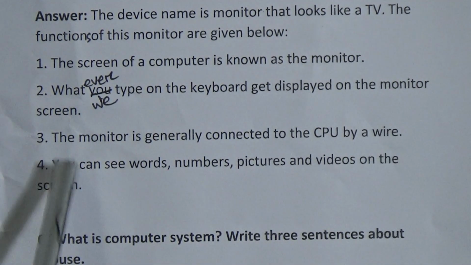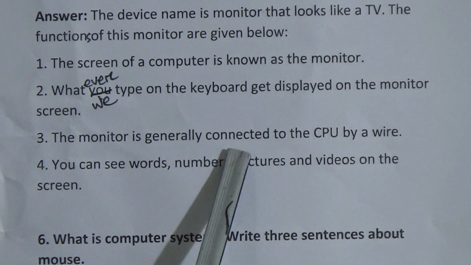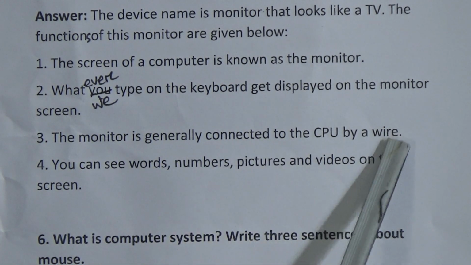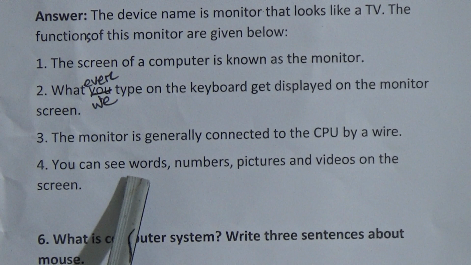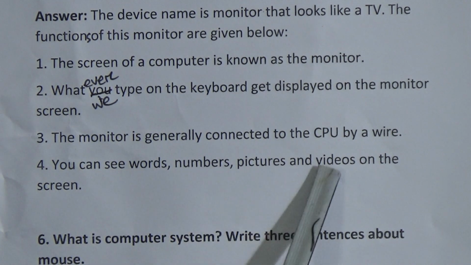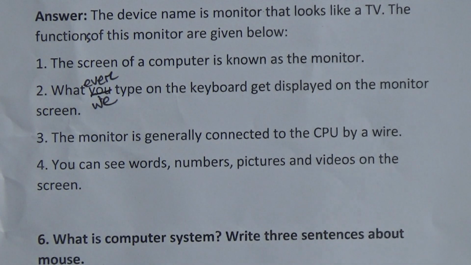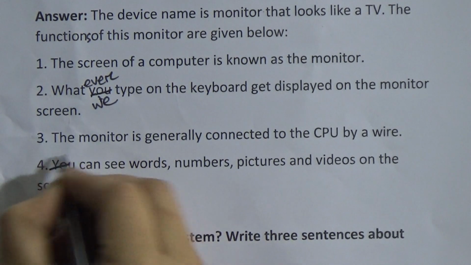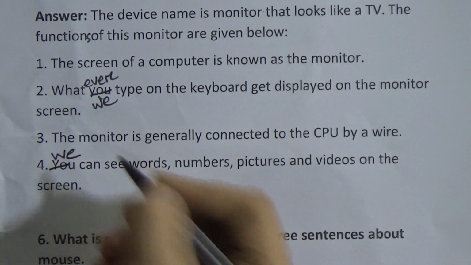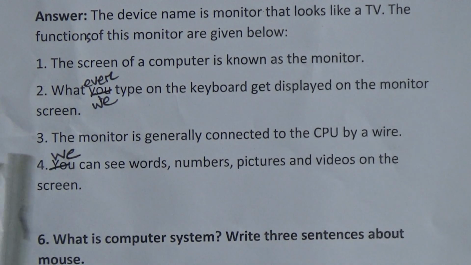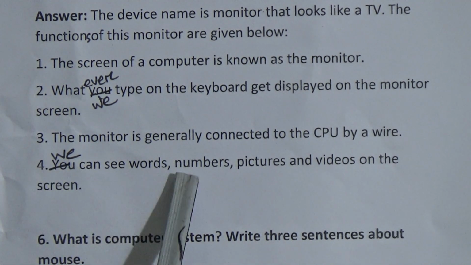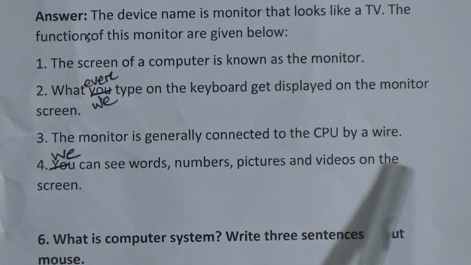Number 3, the monitor is generally connected to the CPU by a wire. Number 4, you can see words, numbers, pictures and videos on the screen. Now you also write we. Okay, we can see words, numbers, pictures and videos on the screen.